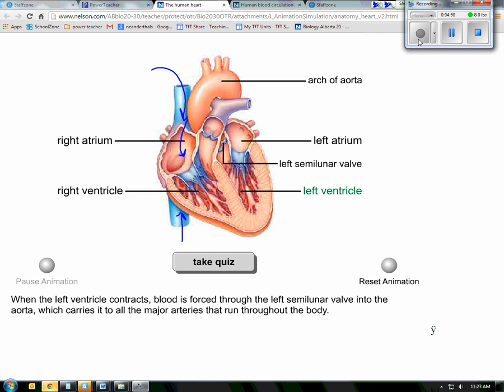Atrium just means gathering place. We've got an atrium downstairs in school, a big atrium. It's a gathering place for people. It just means gathering place, so the place where blood gathers. Okay?